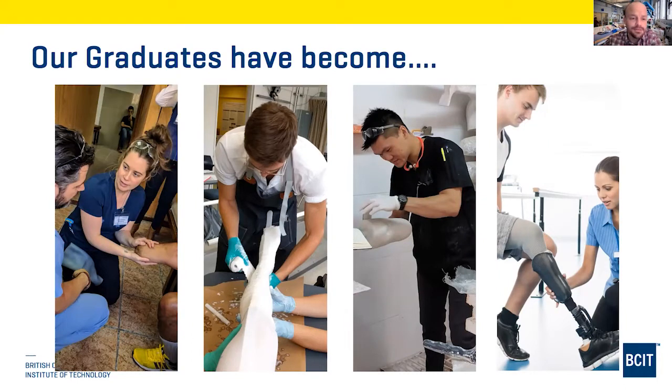Next one over, kind of middle but to the left, this gentleman is taking an impression of a patient's limb. So this can be done either with plaster or fiberglass, or even a digital device where we would digitally scan it and then be able to work on it on a computer. Then the third image, we have a gentleman who is looking at a residual limb of a patient who's about to receive a prosthesis, and he is modifying it.